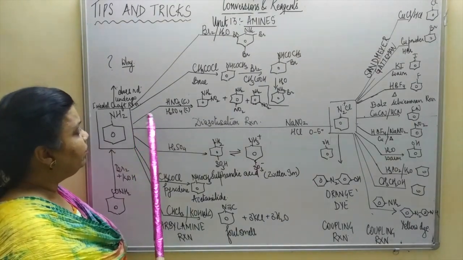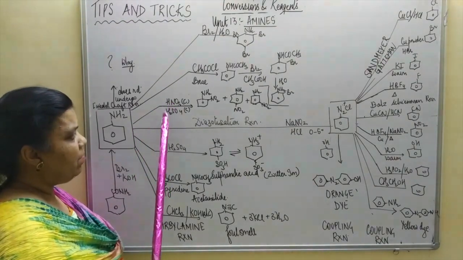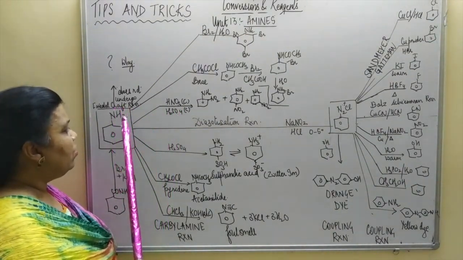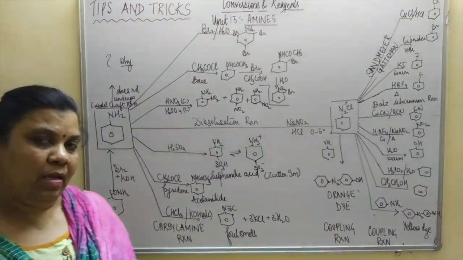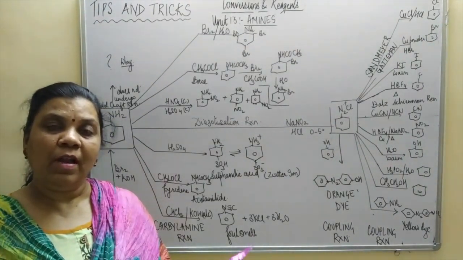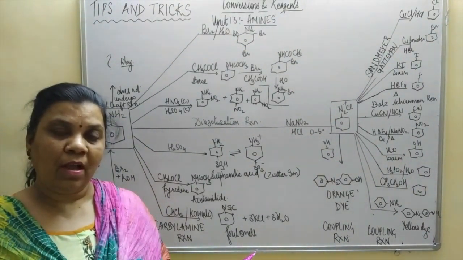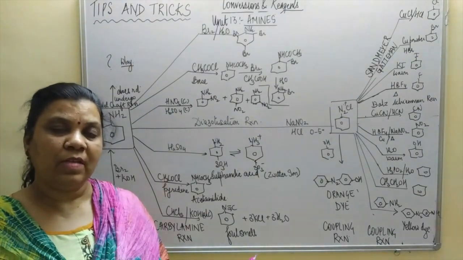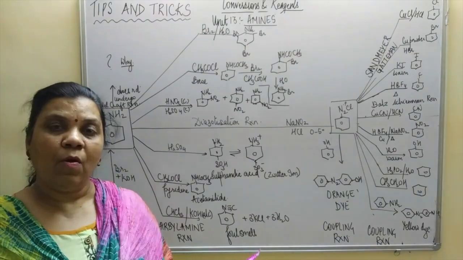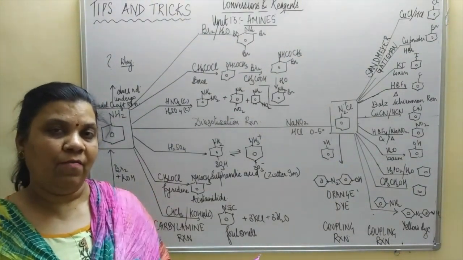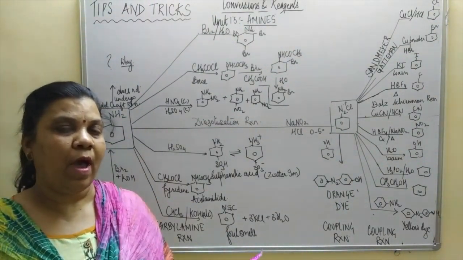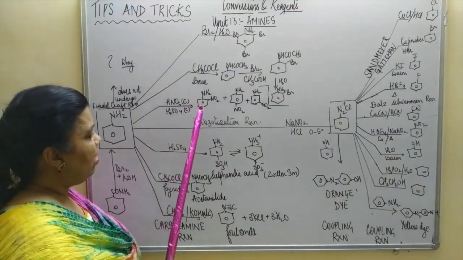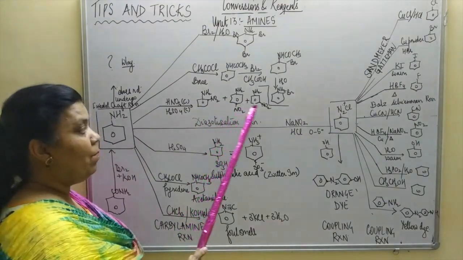Next is the reaction with the nitrating mixture. Since we know that the NH2 group is ortho-para directing, whatever electrophile is there will attack the ortho and para positions, resulting in the formation of the ortho and para derivatives. Here are the two compounds, ortho and para. But here, if you see, when nitration is done, you are getting three compounds.